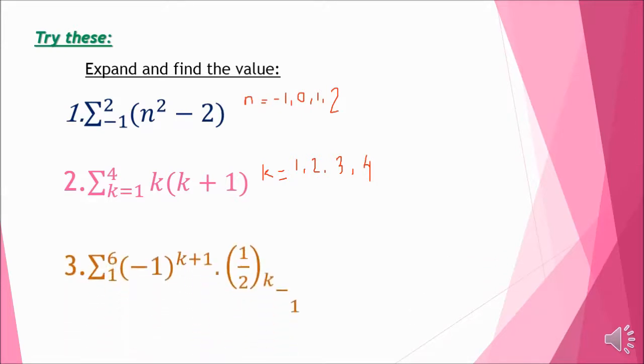In the third, you have to be careful right here because lots of fractions are involved. Now again, k equals 1, 2, 3, 4, 5 and 6. You have to take the values from 1 to 6. Now you can do it easily.